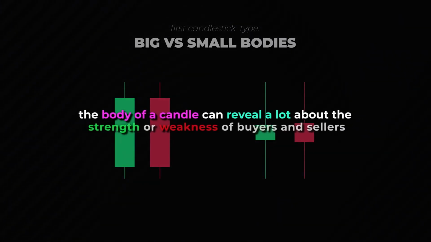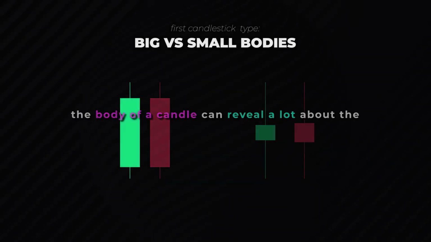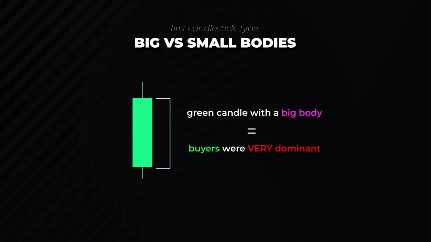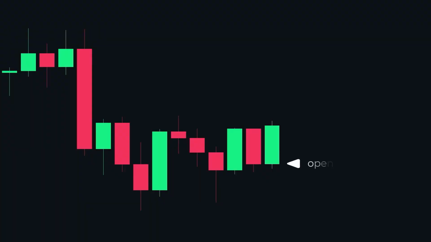The first type is candles with big versus small bodies. The body of a candle can reveal a lot about the strength or weakness of buyers and sellers. For example, let's look at a green candle with a big body. This type of candle shows that buyers were much more dominant. This is because price opened at a lower level, but because the buying pressure was so high and sellers were weaker, buyers were able to push the price up significantly without much resistance from sellers. This is why the candle closes in this shape.